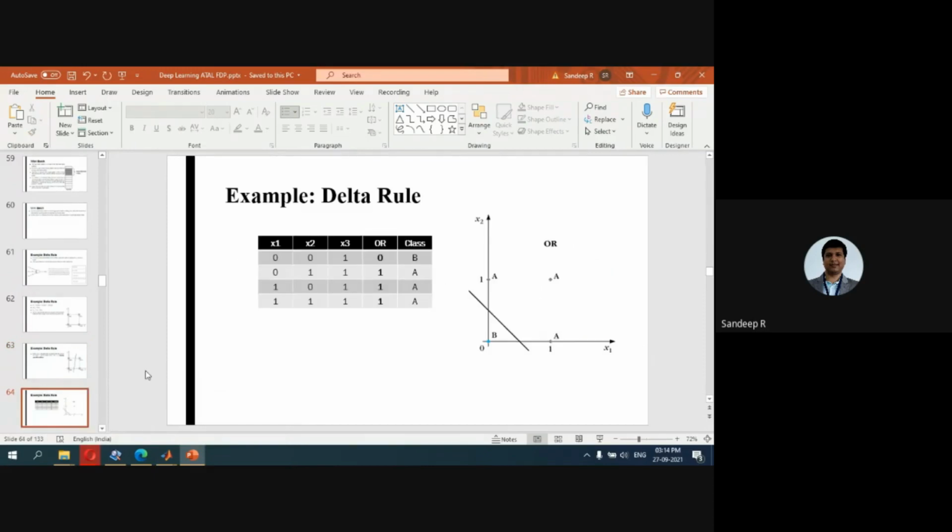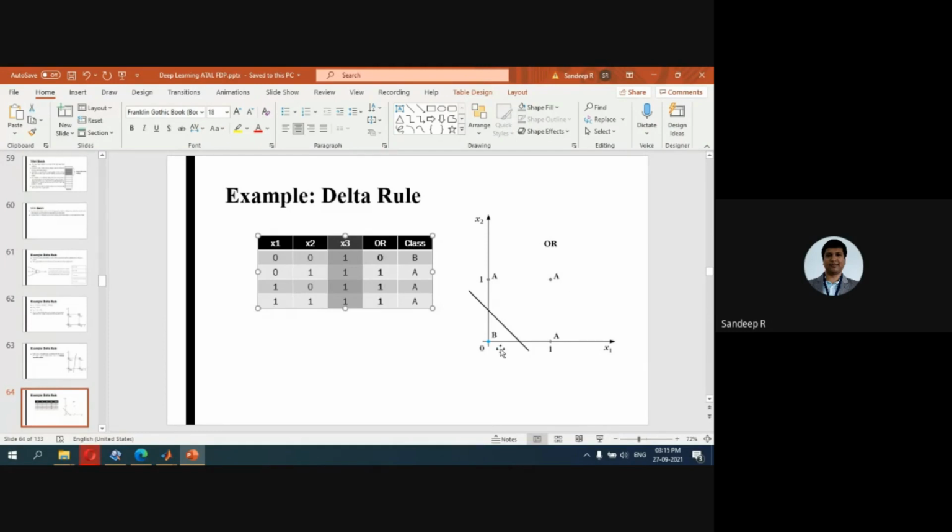Let me go for an OR problem. What is the OR problem? Again, the same thing, x1, x2, x3. When either of the inputs is 1, output is 1. So here 0, 0, we'll neglect this x3 for the time being. We are projecting it onto two dimensions. This is 3-dimensional data, so we are neglecting this one for the time being. Here both the inputs are 0, output is 0. Either of the inputs is 1, output is 1. Both the inputs are 1, output is 1.